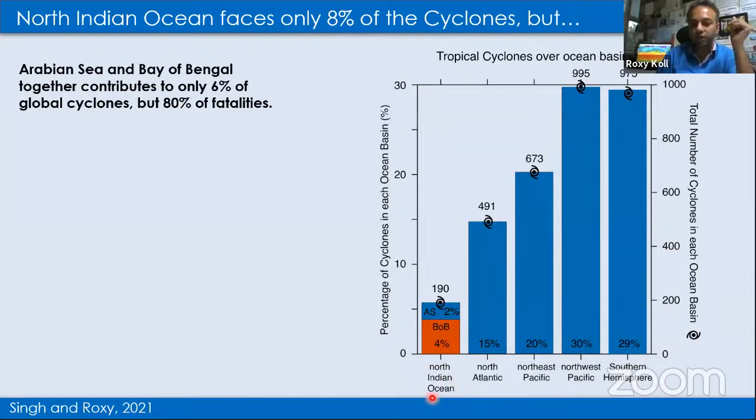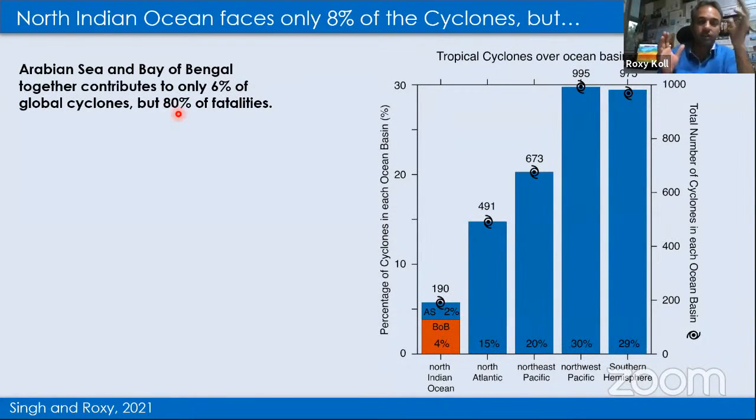Now, if you consider the North Indian Ocean surrounding India, they contribute only 6% of the total number of tropical cyclones. Bay of Bengal 4% and Arabian Sea 2%. These numbers given here are the total number of cyclones that occurred in the last several years. So what is the point here? Though Arabian Sea and Bay of Bengal together contribute to only 6% of global cyclones, in the case of the number of deaths, human loss, they contribute to 80% of the fatalities.